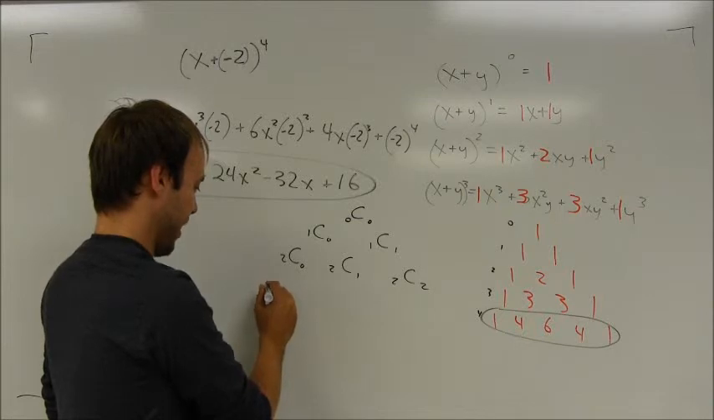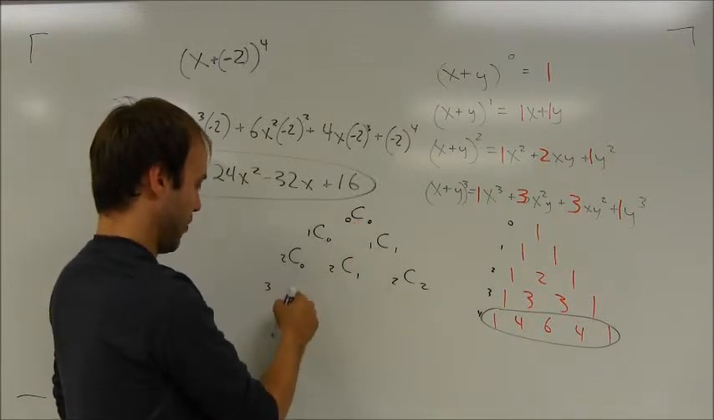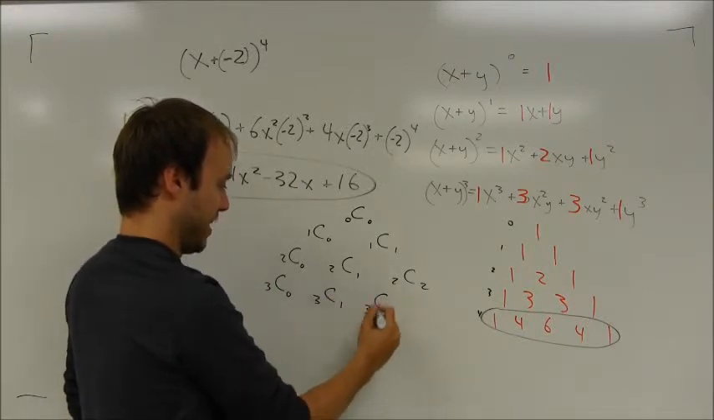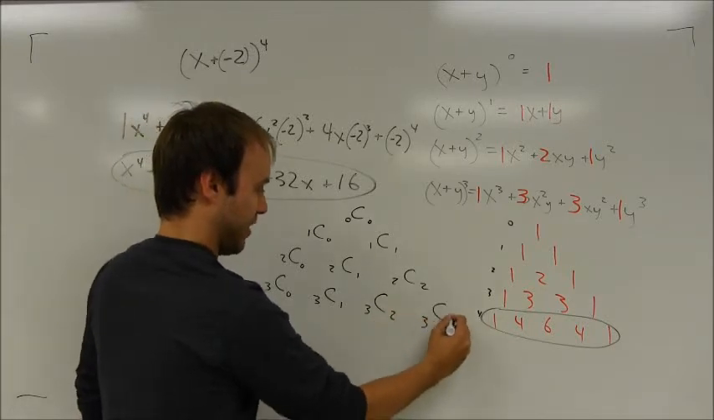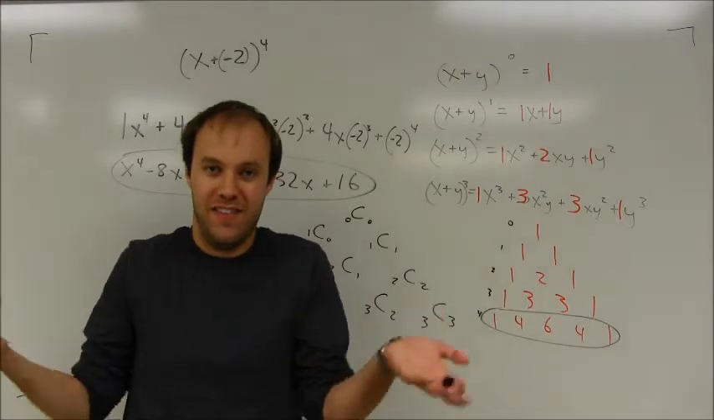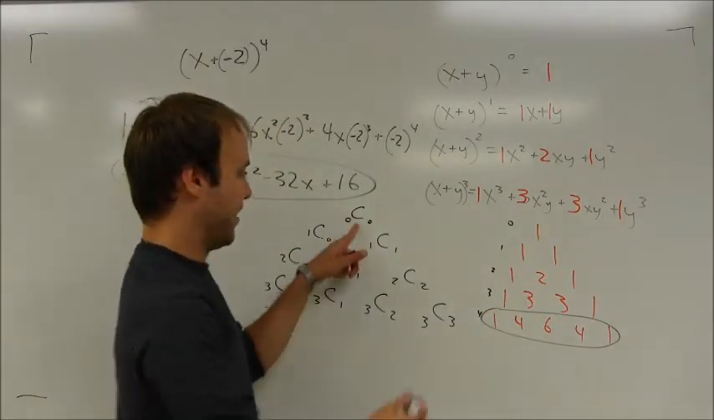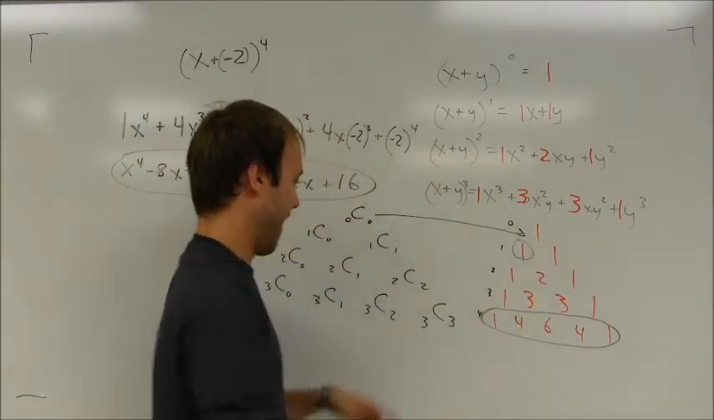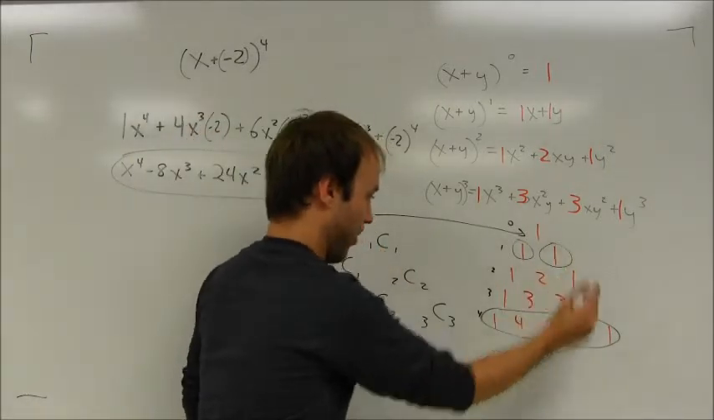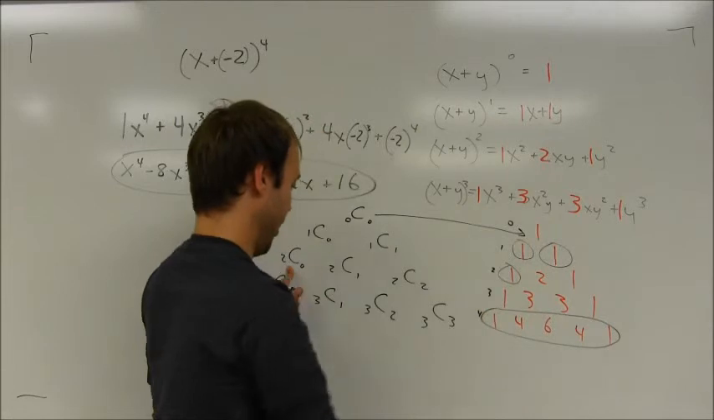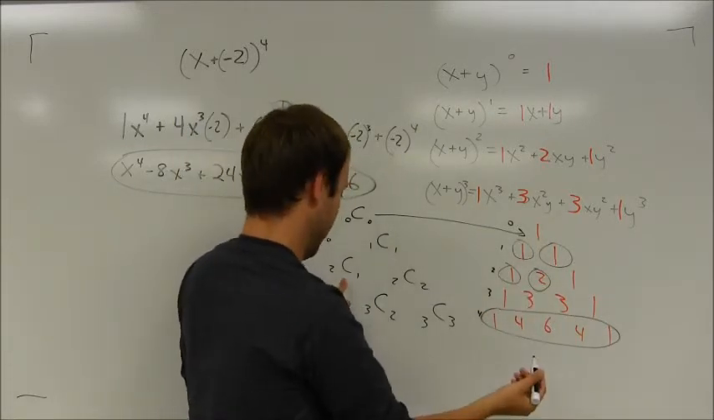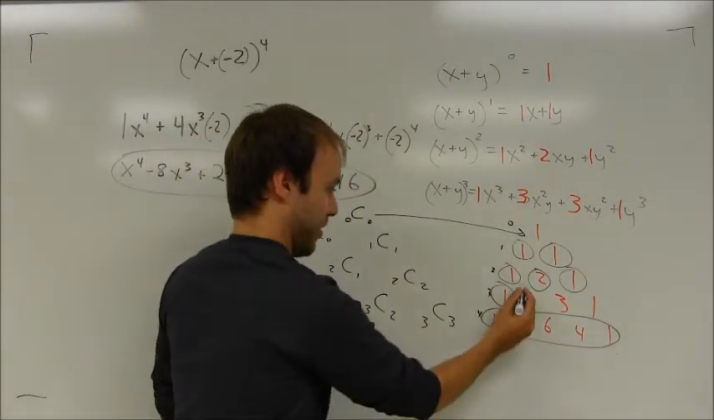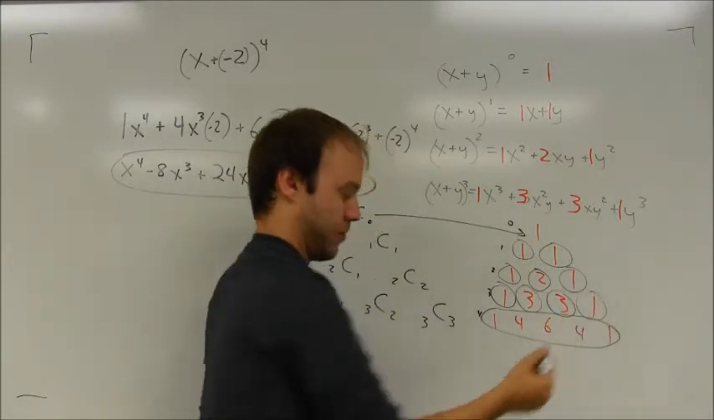If I go down here, I could have row 0, row 1, row 2, row 3. I could have 3 taken 0 at a time, 3 taken 1 at a time, 3 taken 2 at a time, or 3 taken 3 at a time. You say, what does this have to do with anything? Check it out. 0 taken 0 at a time is equal to 1. 1 taken 0 at a time is equal to 1. 1 taken 1 at a time is equal to 1. 2 taken 0 at a time is 1. 2 taken 1 at a time is 2. 2 taken 2 at a time, 1. Okay, 3 taken 0 at a time, 3 taken 1 at a time, 3 taken 2 at a time, 3 taken 3 at a time.